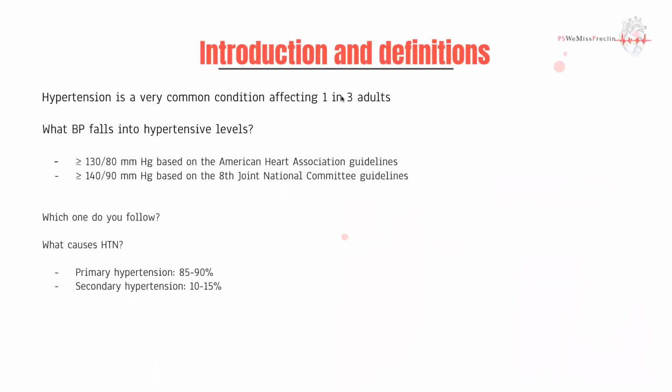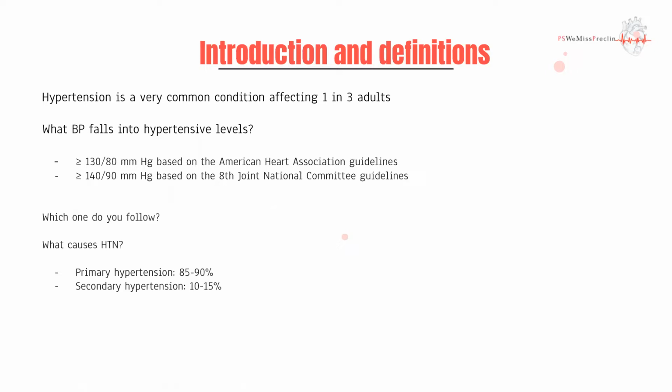So starting off nice and easy, how common is hypertension? It's one of the most common conditions, affecting about 1 in 3 adults. So probably someone you know almost certainly has hypertension. A good idea to know in terms of hypertension is what actually constitutes a hypertensive diagnosis. So what blood pressure would be considered hypertensive?